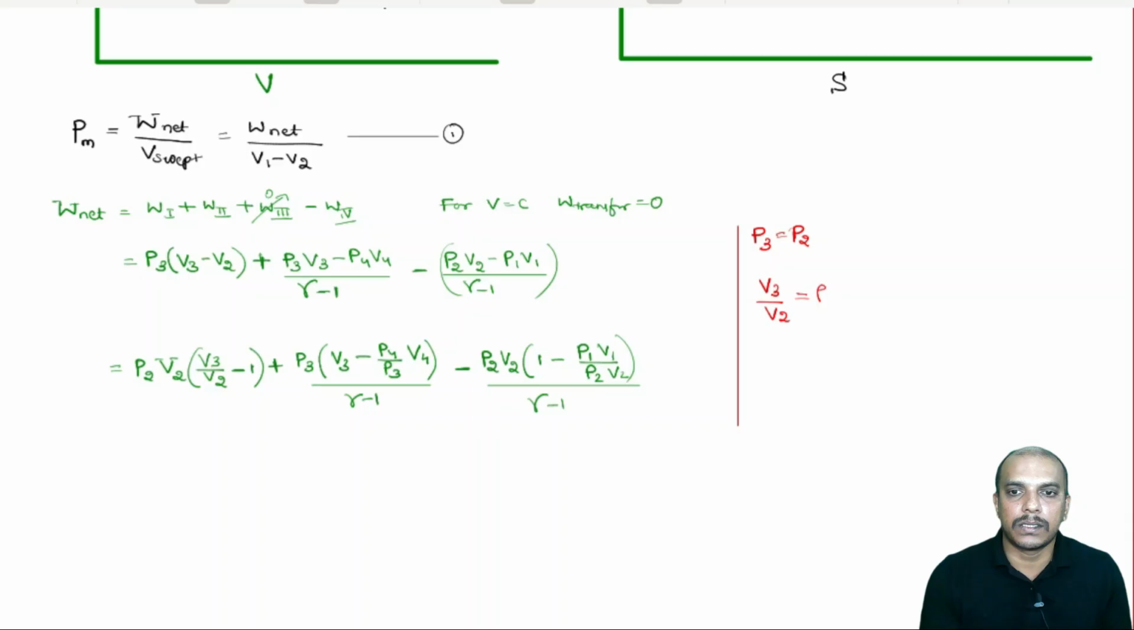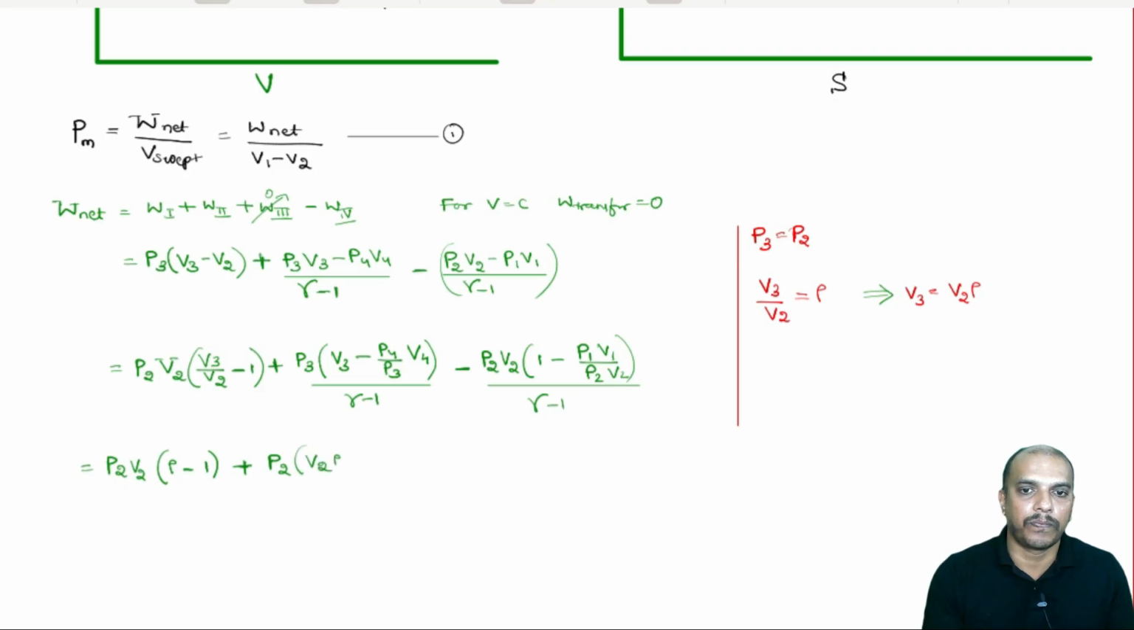All right. So, let us go one step ahead, like we will have P2 V2, V3 by V2 is rho. So, first term is rho minus 1. All right. Now, let us go to the second term, and we know that P3 is equal to P2. I will rewrite this as P2. Okay. Now, V3 can be written as what? We will write it accordingly. So, V3 can be written as V2 rho. So, this term I can write as V2 rho, and this gamma minus 1 is there only.